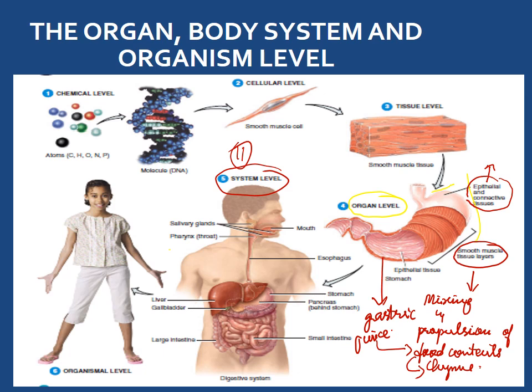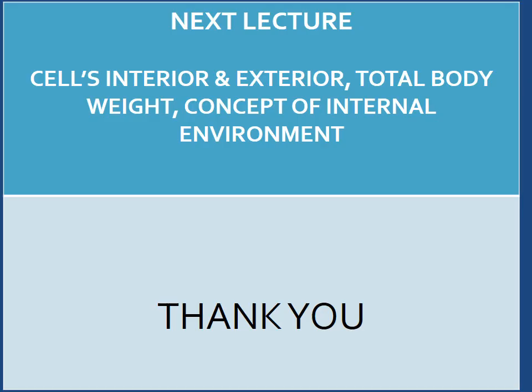Otherwise, the loss of blood from the body will lead to less availability of blood to the heart and less pumping and decrease in blood pressure. Increased extracellular fluid means increase in blood volume and increase in blood pressure. So all the systems basically are performing functions for the survival of the organism. So these were the last words about today. In the next lecture, we will discuss the cell's interior and exterior, total body weight and the concept of internal environment. Thank you very much.